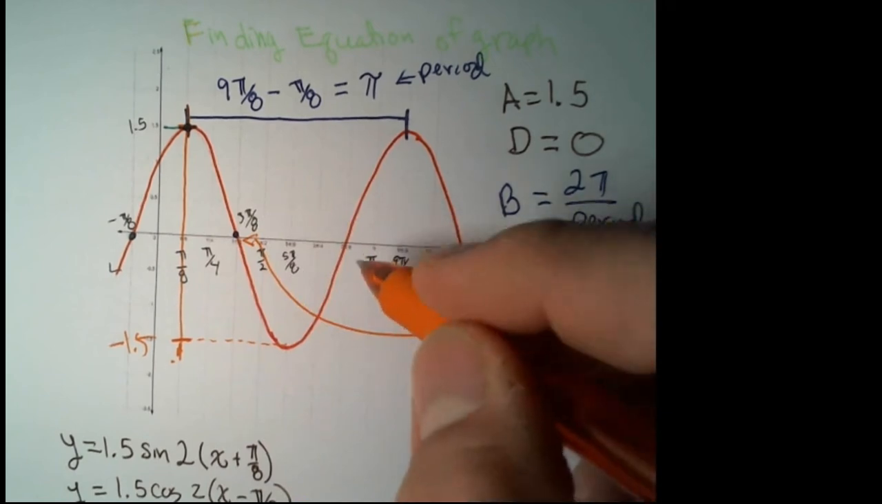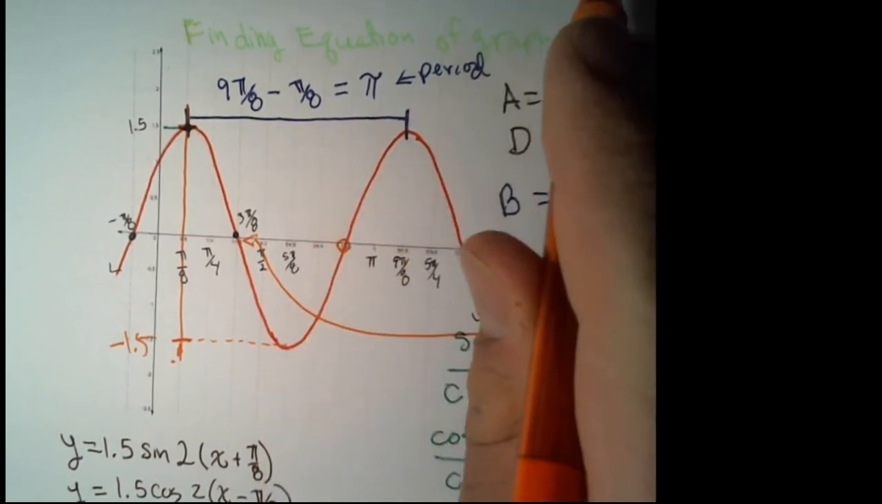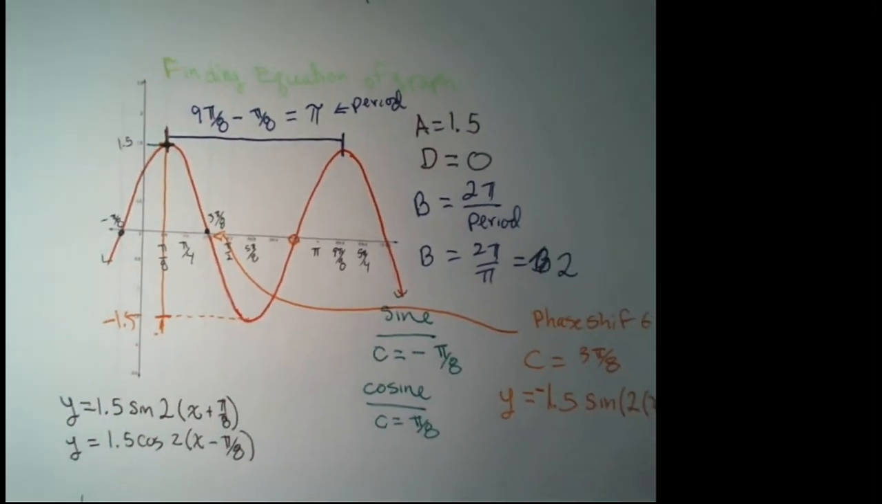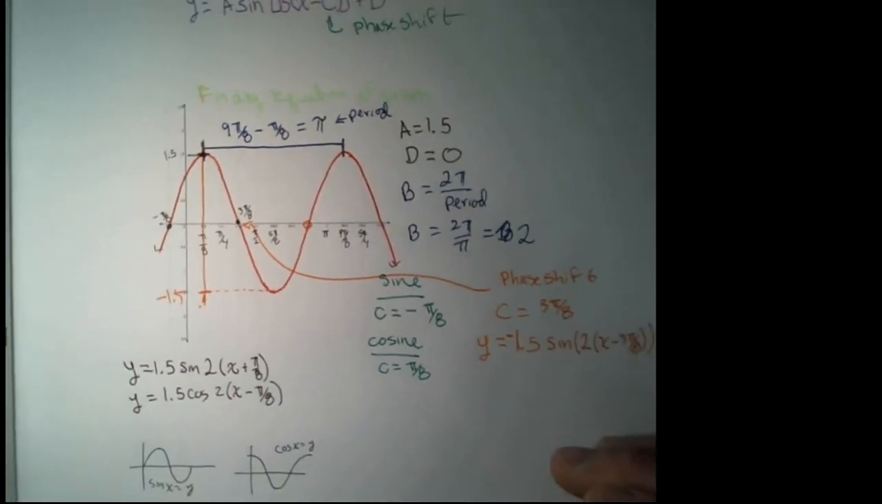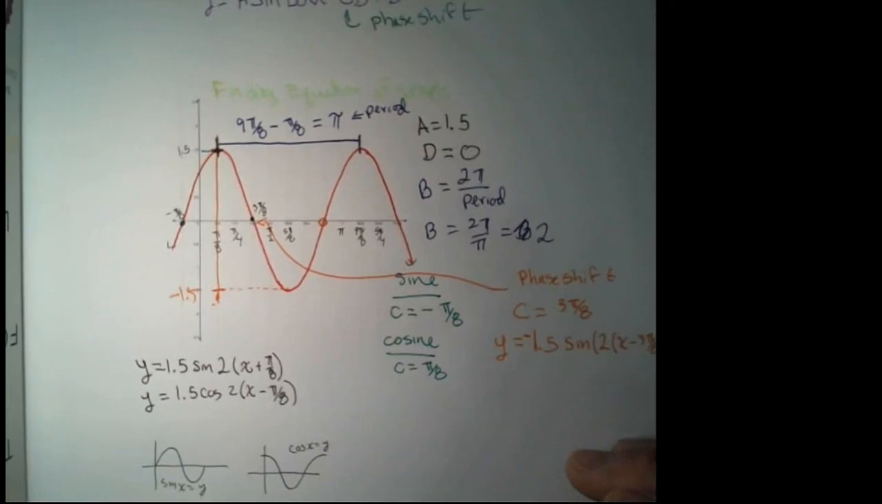Now you could have also done this. In this case, it does start rising, so the 1.5 would be positive, but now the C would be 7 pi over 8. So as you can see, there are very different ways to represent this equation in terms of sine or cosine. All right, thank you.